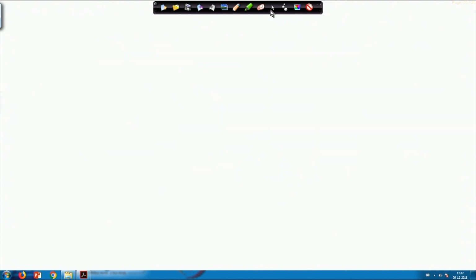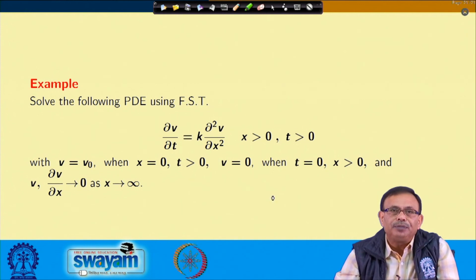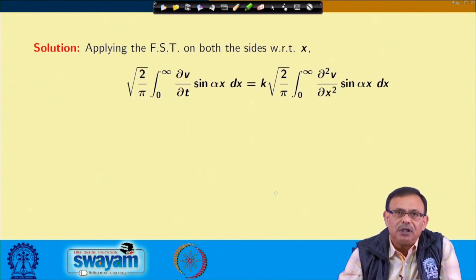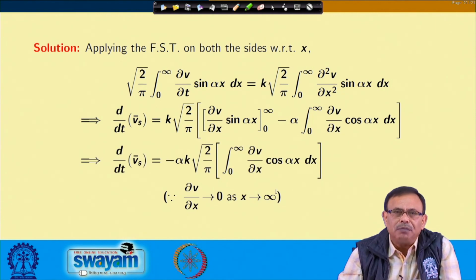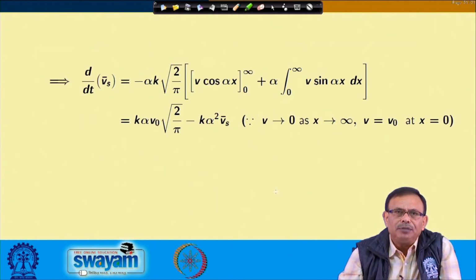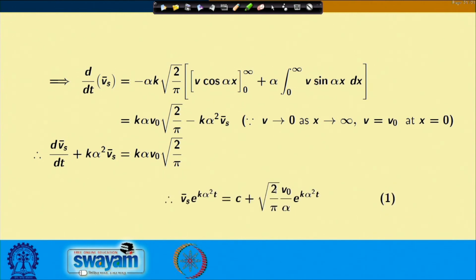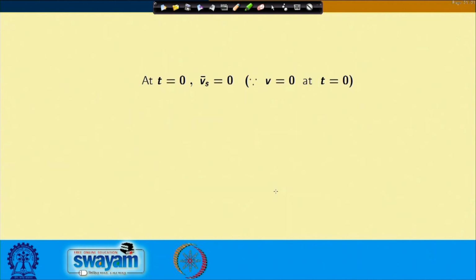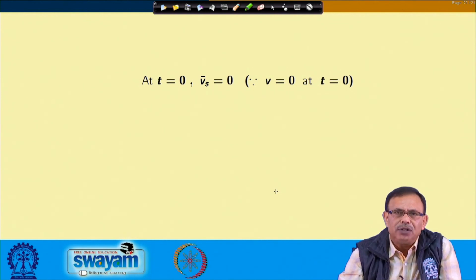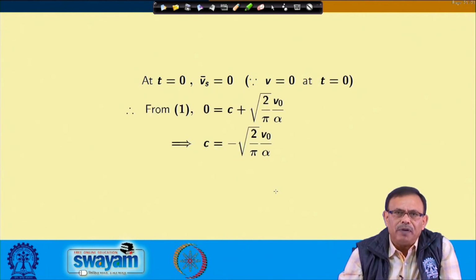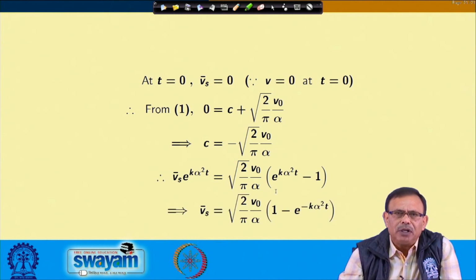So, let us see quickly over here. Because the solution process is a little different, the initial part is the same. By substituting the initial conditions, I am getting the ordinary differential equation as this, whose solution is written as v bar s equals this thing. Once I obtain this, at t equals 0, v bar s is 0, since v is 0 at t equals 0. So, from this I can obtain the value of constant c as this. So, I obtain v bar s.